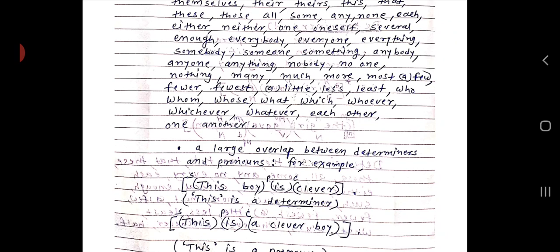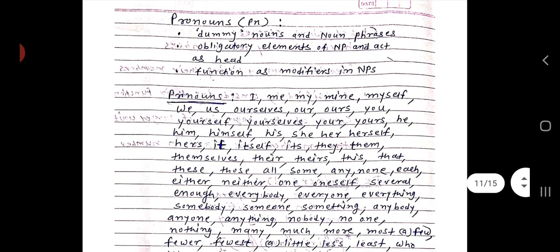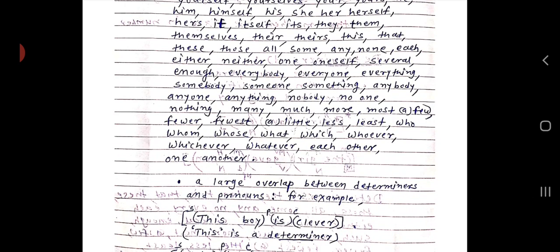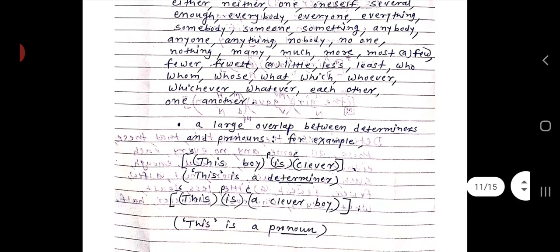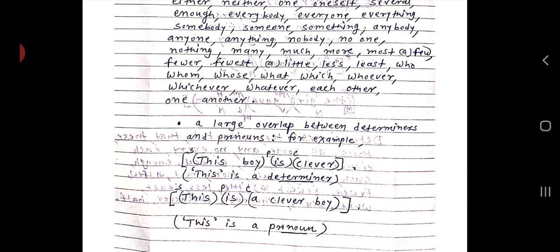There is overlap between determiners and pronouns. We first discussed determiners and this is the second list, of pronouns. You can observe that there is overlapping between determiners and pronouns. For example, we have taken this: This boy is clever. In this sentence, this is a determiner. It comes before boy. Boy is a noun here and the head. And this is a determiner functioning as a modifier.